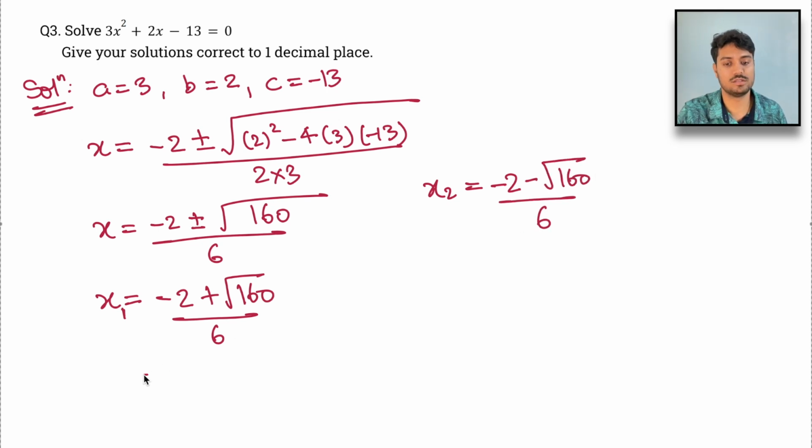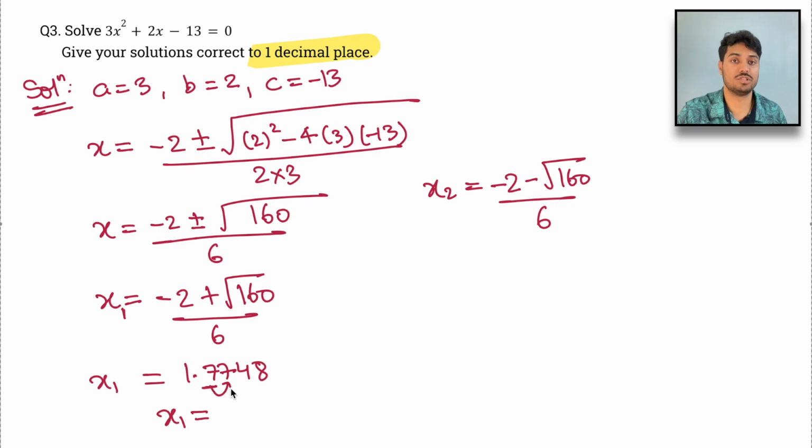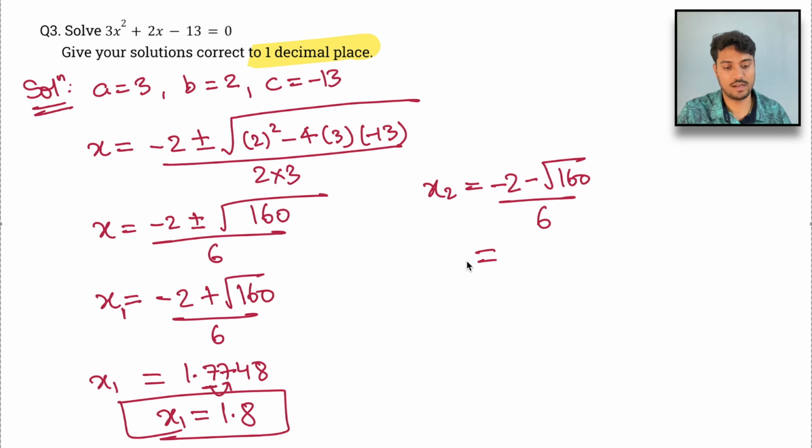Let's check the value in decimals. So x1 will be minus 2 plus root 160 divided by 6, and the answer is 1.7748. But in the question it says write correct up to 1 decimal place, so we will round correct up to 1 decimal place. So for x1 the 1 decimal place number is 7. Next to the 7 we have a number which is either 5 or greater than 5, so we'll round it up. So we have 1.8 as the final value of x1. x2 again, let's check. Minus 2 minus root 160 divided by 6, and the answer is negative 2.441.